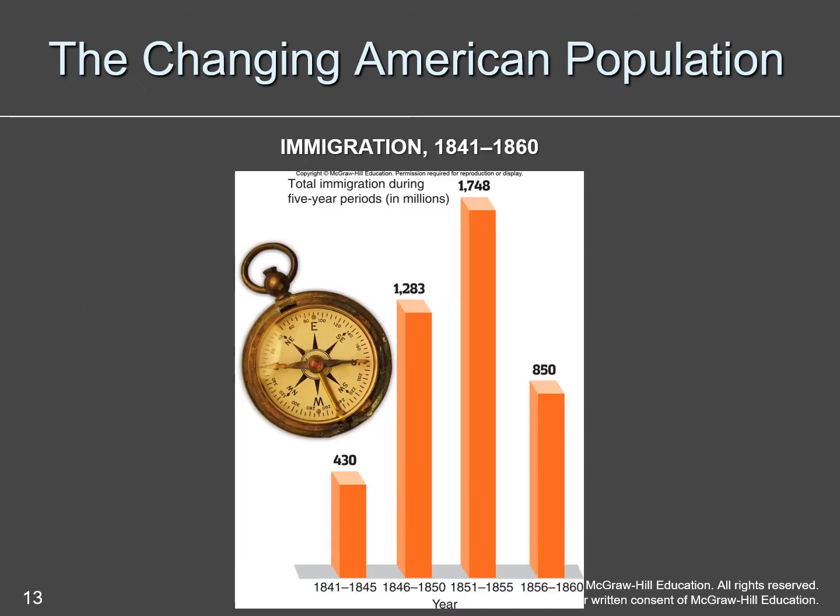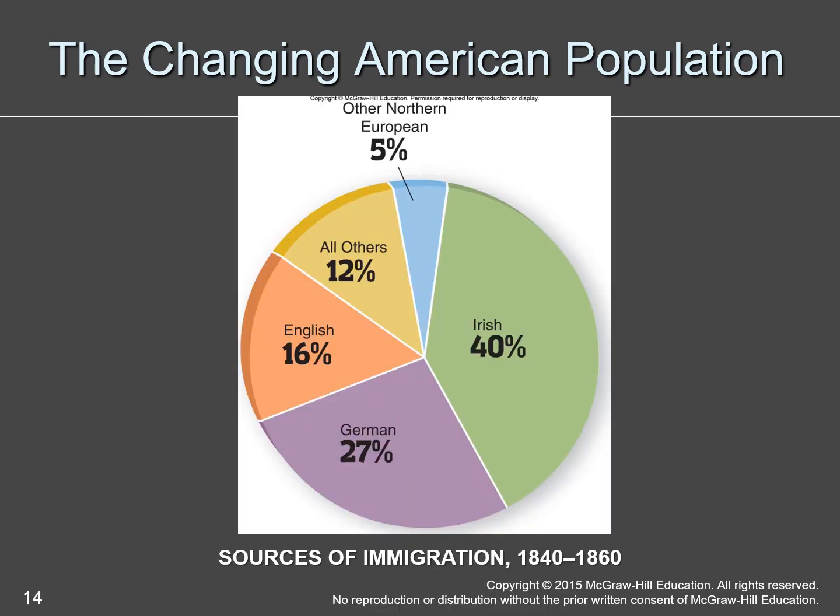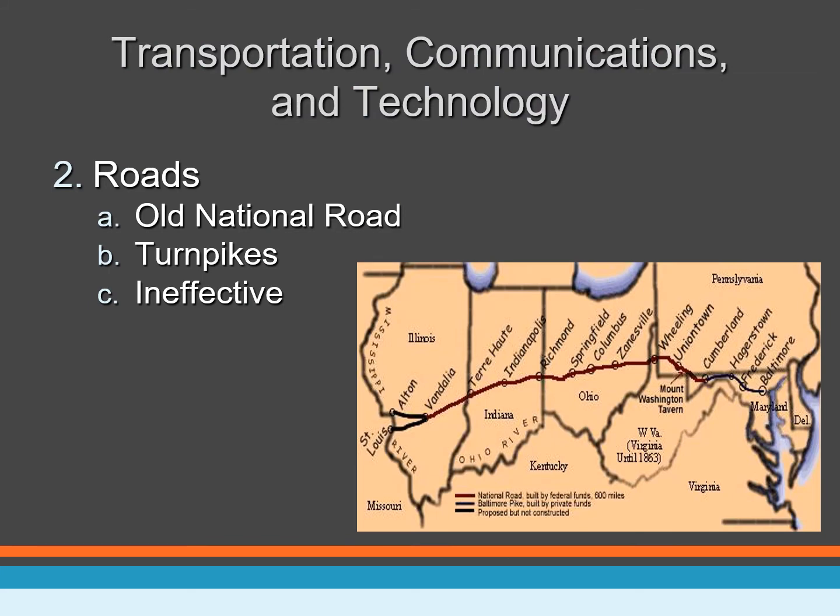Okay, this shows you the immigration patterns. Same thing. Okay, so pivoting here towards transportation, communications, and technology. Again, we raised this in one of the earlier chapters. There's development of roads. The government builds the old National Road. You can see it stretching across the mid-Atlantic region.